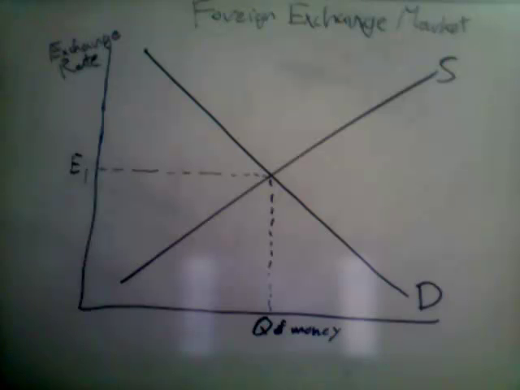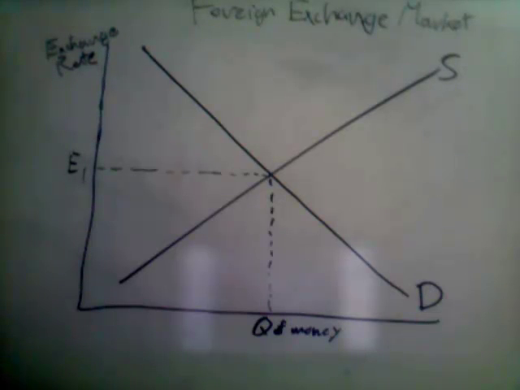Okay, so here we have a graph of the foreign exchange market. So where does supply and demand come from? Supply comes from the purchase of foreign goods and services by a certain country, and the demand comes from the foreign purchase of that country's goods and services. Alright. So on the x-axis we have quantity of money in the foreign exchange market, and on the y-axis we have the actual exchange rate, which is the amount of a certain country's currency required to trade for 1 unit of another country's currency.